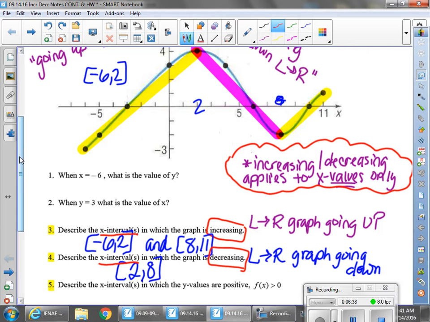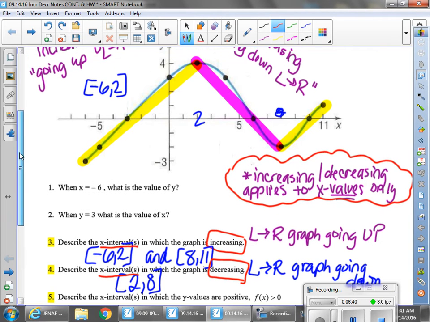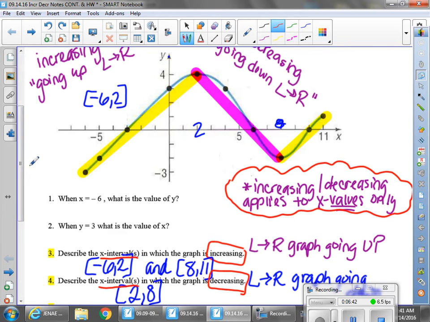Let's talk about number 1 and 2. So we do have the ability to analyze our graph. Number 1 says, when x equals -6, what is the value of y? So where should I look on my graph right now? On which axis? X, so I go 1, 2, 3, 4, 5, -6. And now let's answer. What is the value of y? Where are you? On the y-axis here. That's it. Done.